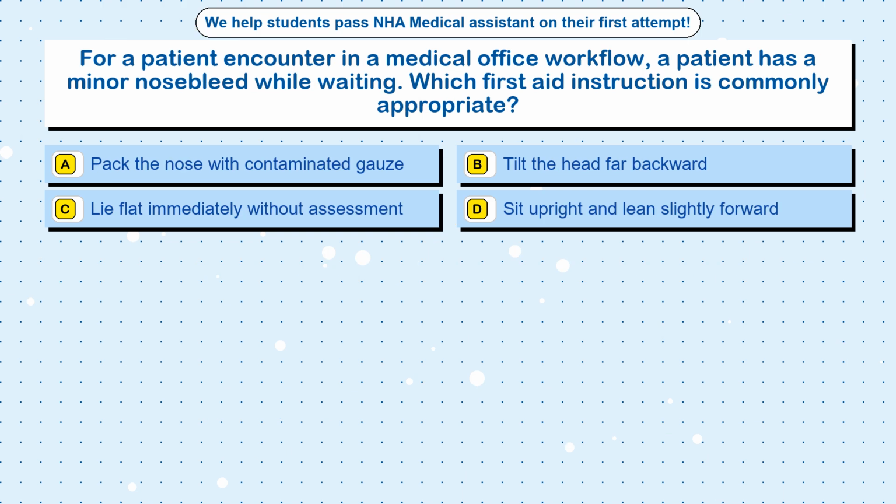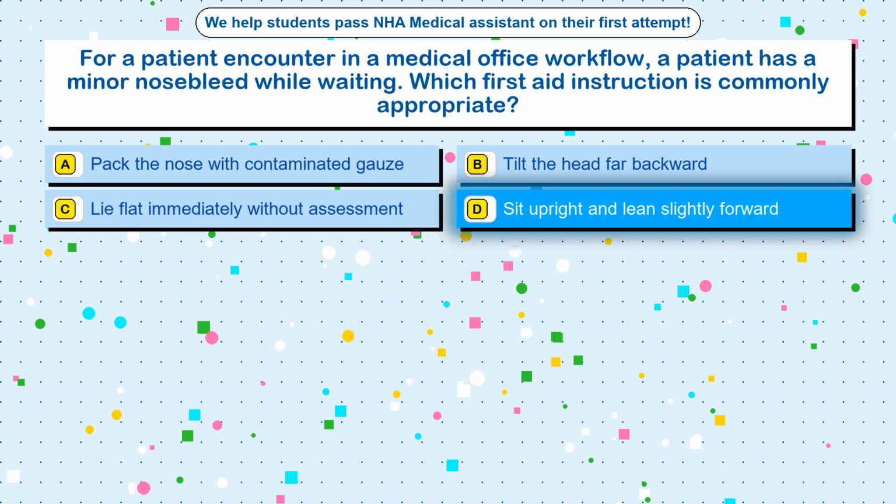Question 79. For a patient encounter in a medical office workflow, a patient has a minor nosebleed while waiting. Which first aid instruction is commonly appropriate? Option A, pack the nose with contaminated gauze. Option B, tilt the head far backward. Option C, lie flat immediately without assessment. Option D, sit upright and lean slightly forward. The correct answer is option D, sit upright and lean slightly forward.